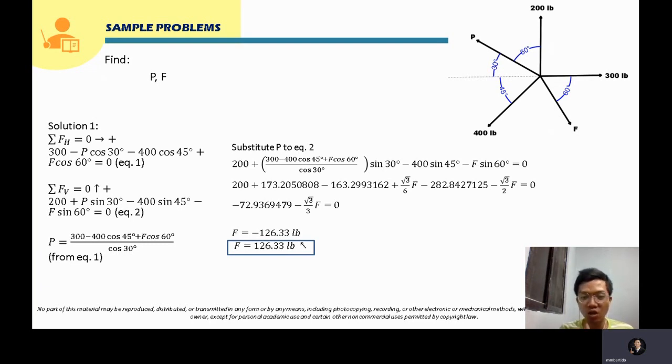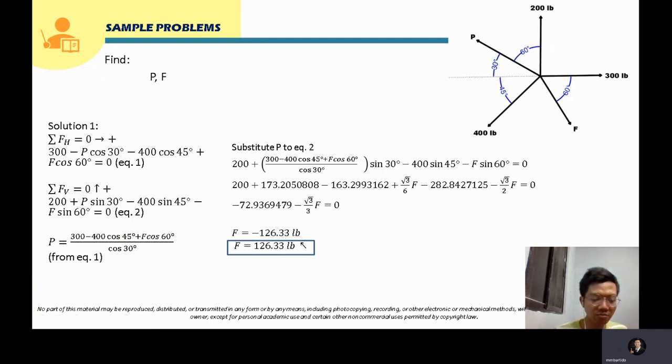Now for the value of P, since we already have F here, we can now substitute this obtained value of F to our formula here to solve for P. Our assumption here again is that F is directed downward to the right, so this is a wrong assumption. So we will substitute negative 126.33 here in this F, just to make up for the wrong assumption.